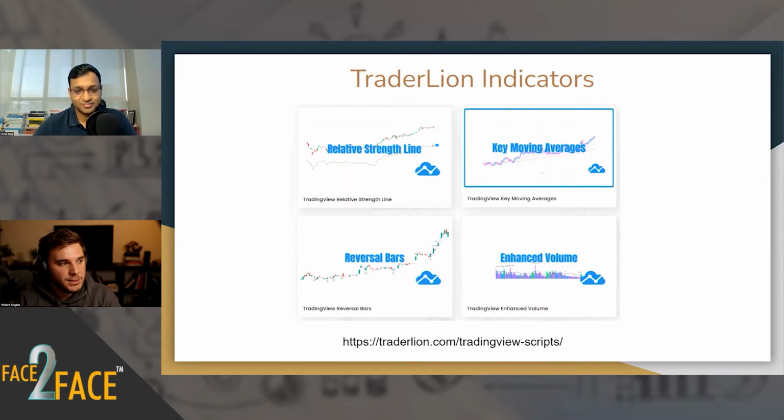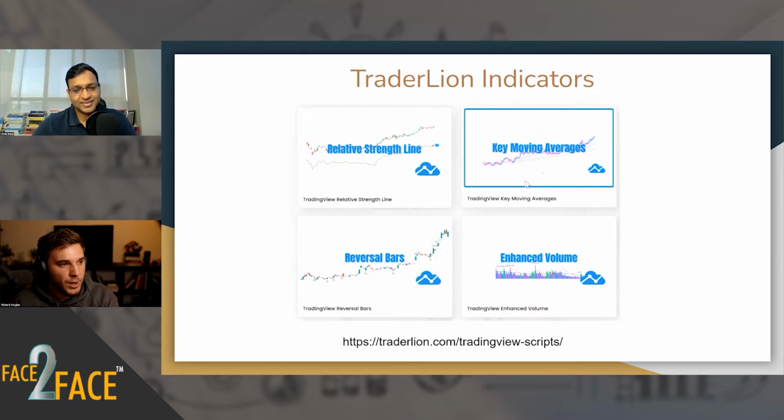I'm sure everybody's pretty much familiar with it. A lot of these are catered towards swing trading and position trading, but really I think they can be applied to any style. And as I mentioned, they're completely free. You can find them on our website, traderlion.com/tradingview scripts, or if you just Google search TraderLion TradingView scripts, I'm sure you'll be able to find a link that way as well. Today we're mostly going to talk about the relative strength line as well as the enhanced volume. I know that's a favorite of yours, so we'll definitely talk about that.